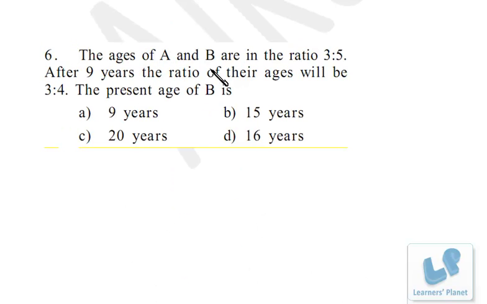Now, the ages of A and B are in the ratio 3:5. And after 9 years, the ratio of their ages will be 3:4. This is the gap of 9 years, right? What is the present age of B? See, here the difference between A and B is 2 parts, here it is 1 part. So if we wish to make the direct comparison, we have to make this difference as 2. So how could we make that difference as 2?